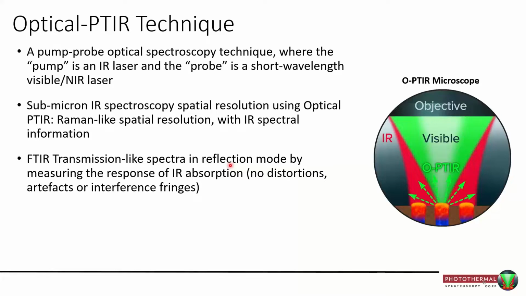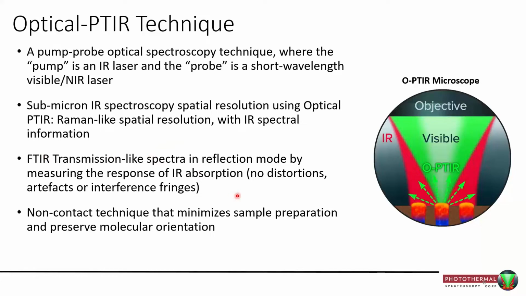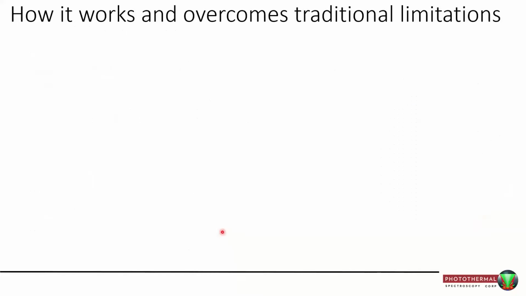But it doesn't matter whether you're in reflection mode or transmission mode with respect to the probe beam. The spectra that we collect are FTIR transmission-like. So it's as if you'd be comparing to transmission FTIR libraries. There are none of the typical distortions, artifacts, or interference fringes that you would expect in a typical infrared reflection measurement. It's non-contact, far field, so that preserves and maintains the sample integrity and preserves molecular orientation. And the spatial resolution is infrared wavelength independent. That's an important point as well.